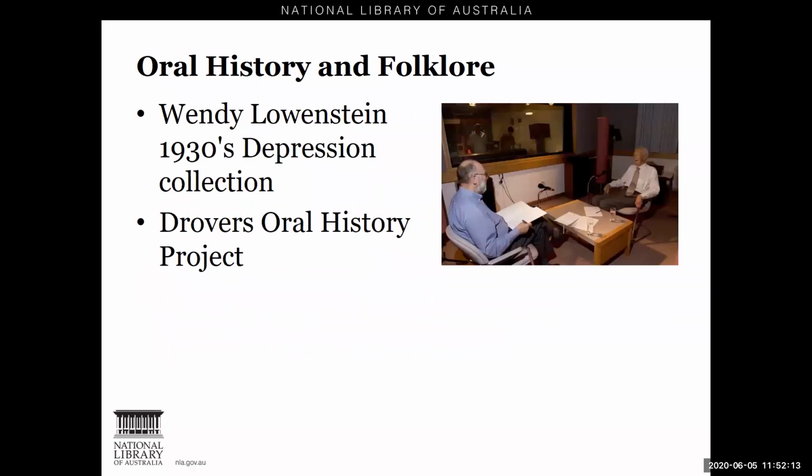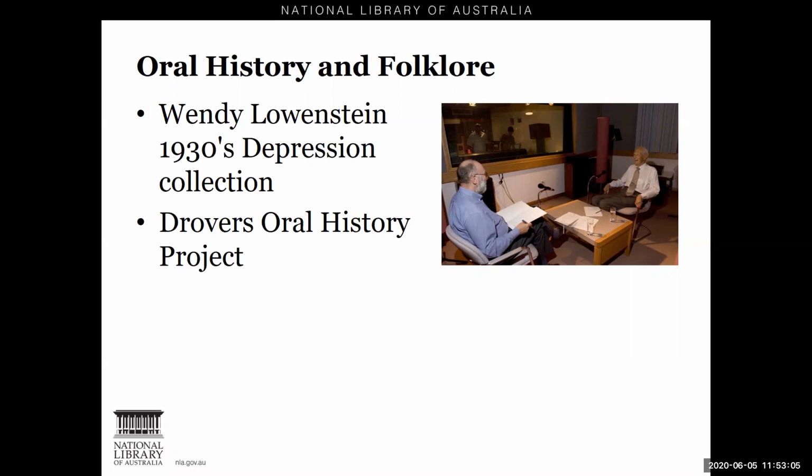So I just wanted to point out really quickly a few of the prominent collections. So Wendy Lowenstein's 1930s Depression collection. This collection comprises 172 tapes of recollections of life during the Depression in the 1930s, and these were recorded by Lowenstein in 1972 to 1976. Around 68 of these interviews are available online. The interviewees all lived in all the states and included bagmen, shearers, station hands, cane cutters, builders, plumbers, a whole range of occupations. Some examples of specific place descriptions relate to land prices during the Depression, the rising popularity of places due to low rents, and the origins of particular stores in townships.